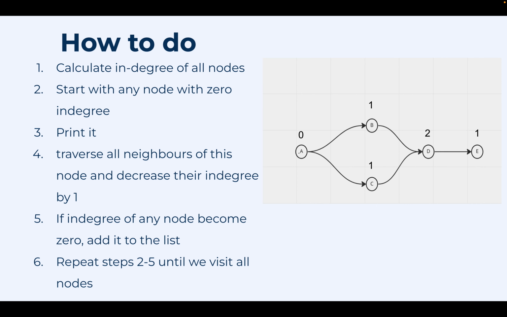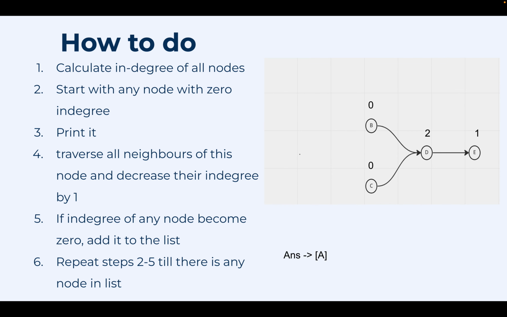Let's visualize it. So here we have a graph. A has 0 in-degree. We will pick that node and decrease the in-degree of its neighbors by 1. Now B and C have in-degree 0. We can pick any from B and C. So let's pick B.